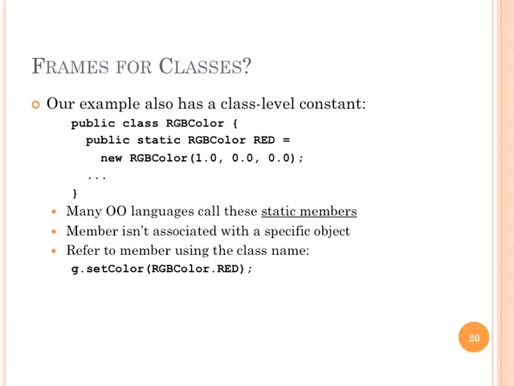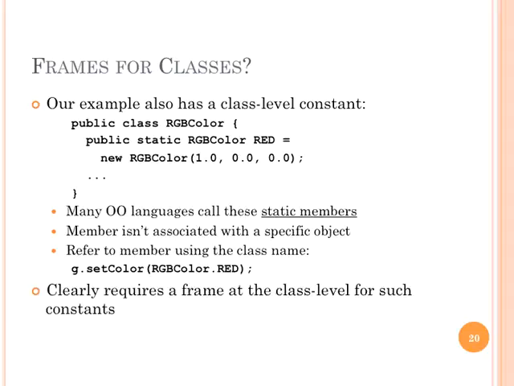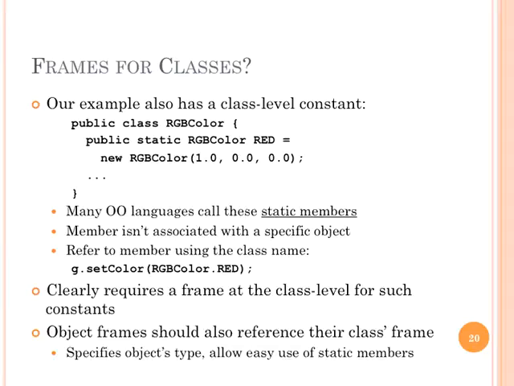So here we have public static RGB color red. And I see here we don't access that member through a specific object. Instead, we just use the class name, so rgbcolor.red. This is why we kind of think of it as a global variable in our sort of abstraction that we're creating here. rgbcolor.red. And so we need some way of storing red as well. So we'll have a frame at the class level as well. And we will also introduce the notion that object frames should be able to reference their class frame. It helps us to have a couple of big benefits.